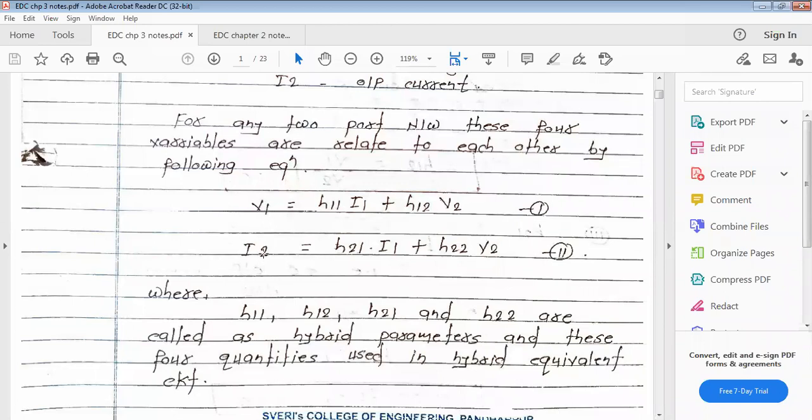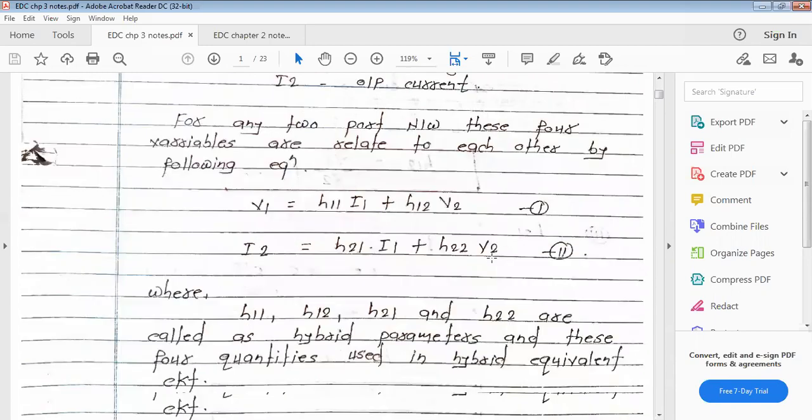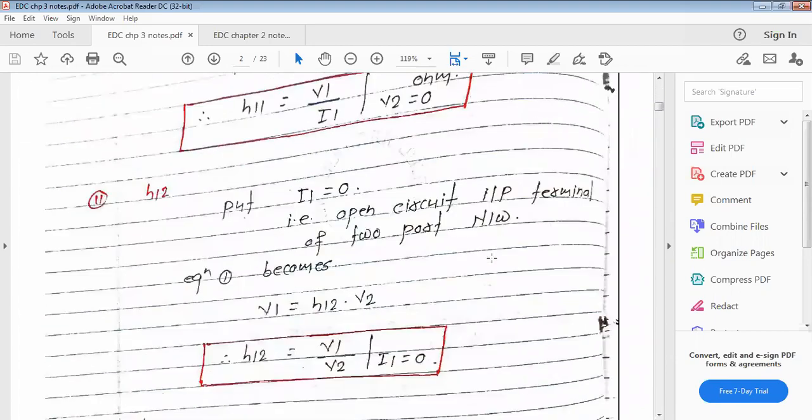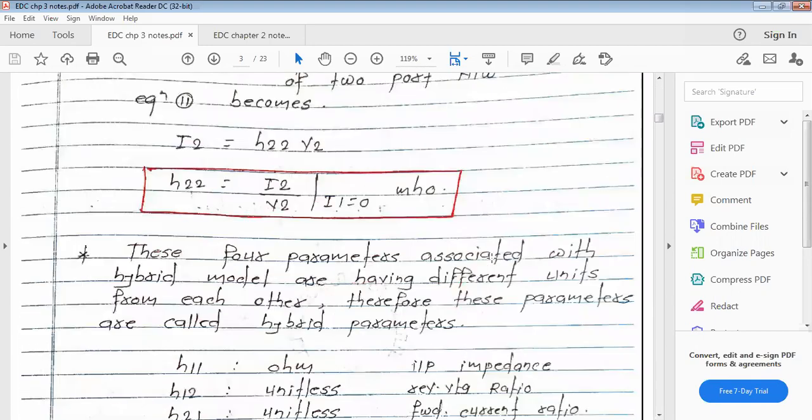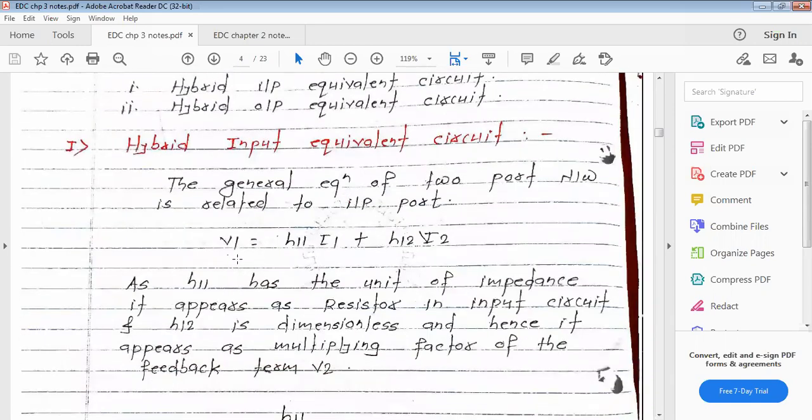Now tell me, I2 is related to what? It is related to input or output? Output. Very good. Why? There is a 2. Okay, suffix 2 indicates that it is an output terminal. Okay, now as we have to find out the input equivalent circuit, we have to only concentrate on V1. So see here, what is the value of the input equation? That is V1 is equal to H11 I1 plus H12 V2.